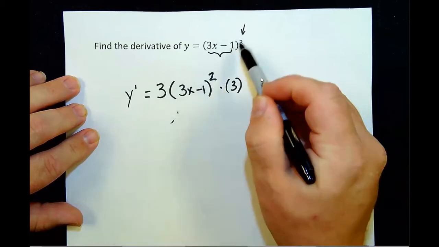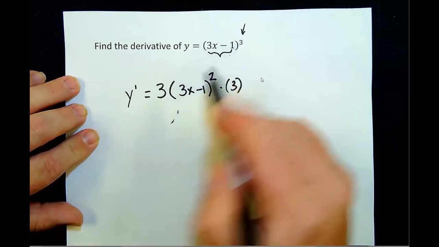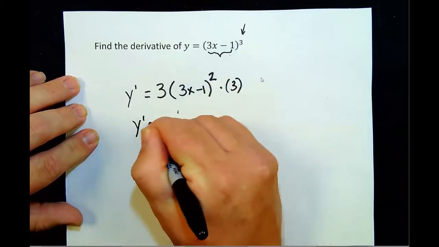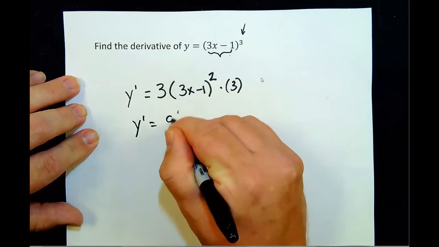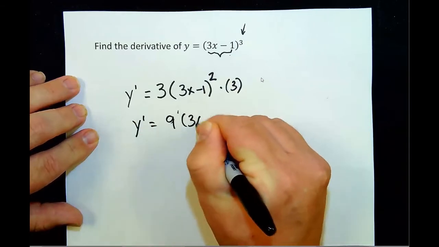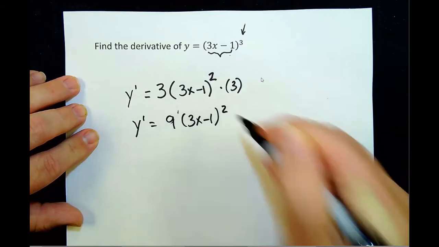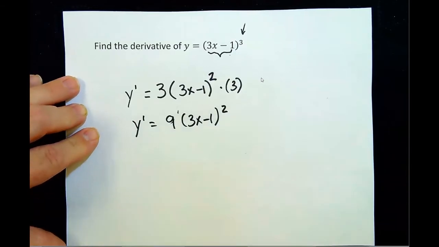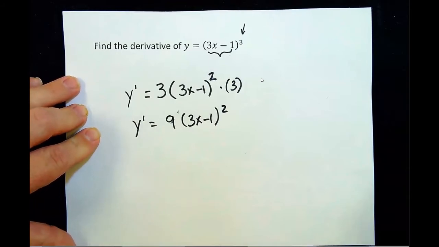So I've taken the derivative of the outside function and the derivative of the inside function, and I can make this look a little better: 9 times (3x minus 1) squared. That's essentially what chain rule is. Now there's a bunch of strange cases that pop up. In the rest of this video, I'm going to kind of discuss those.